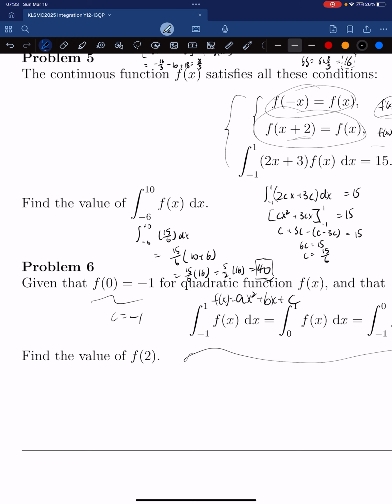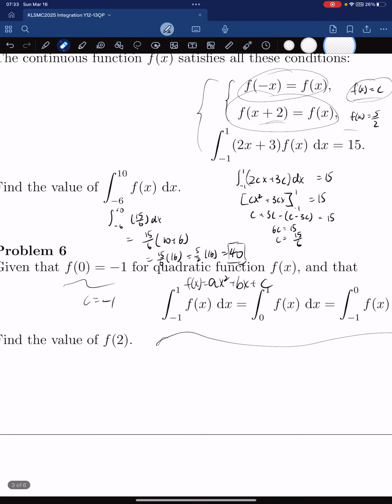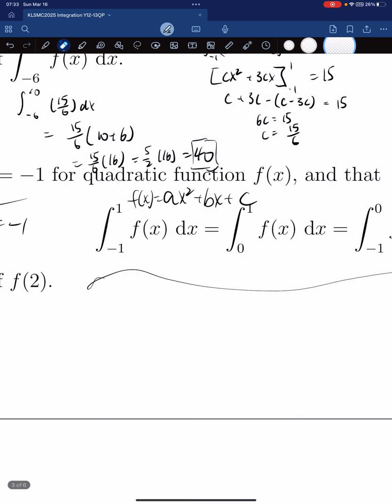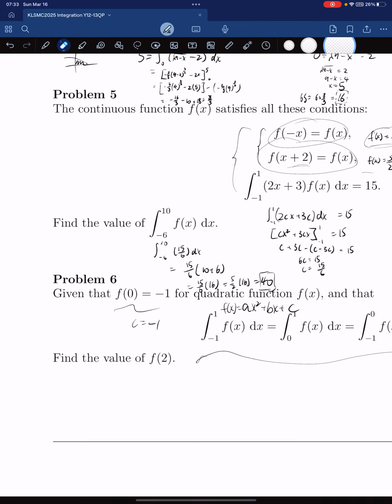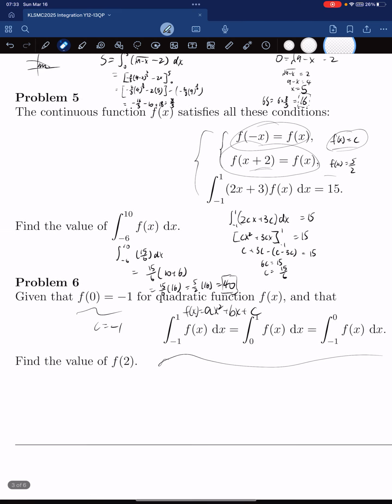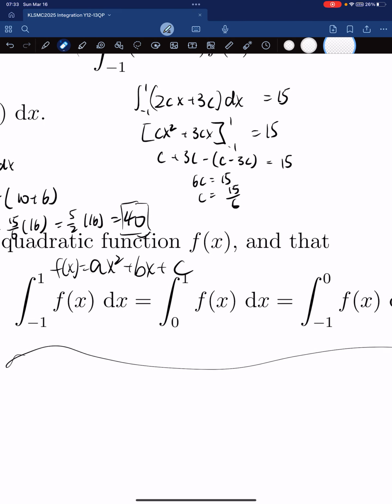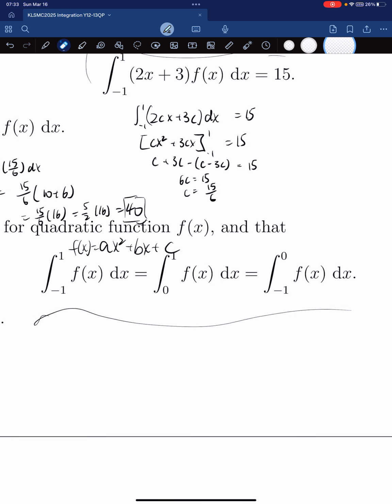So you can just do that, right? But let us consider some stuff. Let's consider what this means. The integration from -1 to 1 equals the integration from 0 to 1 equals the integration from -1 to 0.